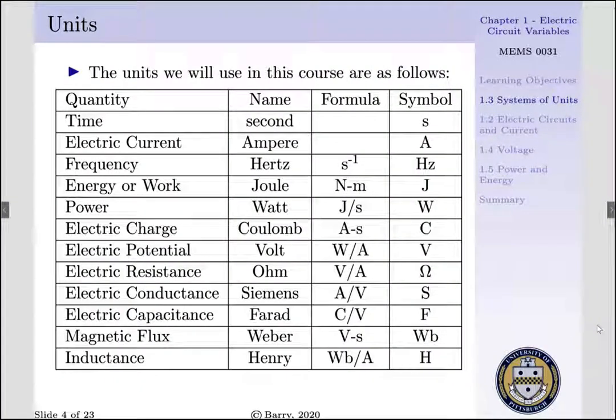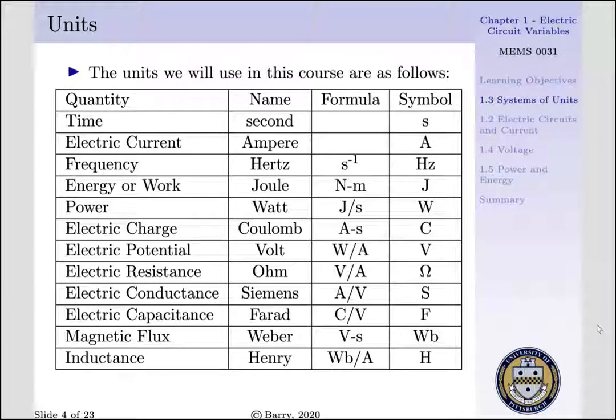Let us begin by talking about units. The units we will use in this course are as follows. The first column in our table is the quantity. The second column is the name of the unit. The third column is the formula. And the fourth column is the symbol.